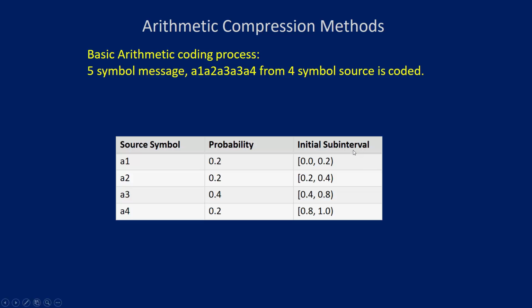Now for the initial subinterval, we choose for A1 that it starts from 0.0 and goes to 0.2. For A2, the starting point is 0.2 and the end point, which is an open interval, is the cumulative sum of the probability, so 0.4. For A3, the starting point is 0.4 and the cumulative sum is 0.8. Similarly, for A4 the starting point is 0.8 and the cumulative sum of the probabilities is 1.